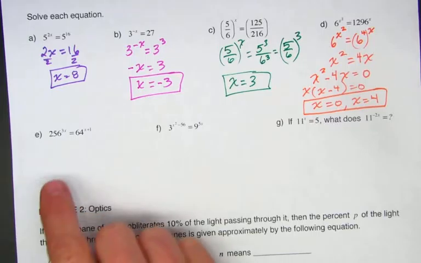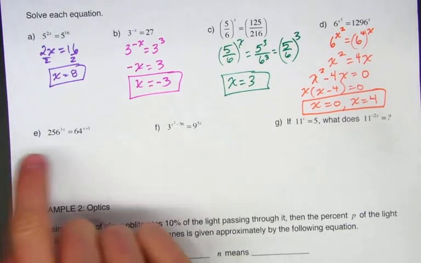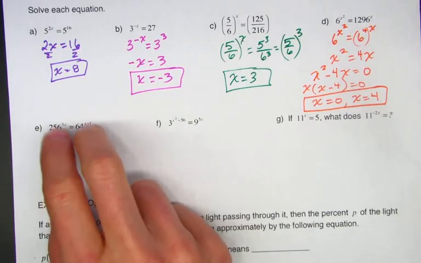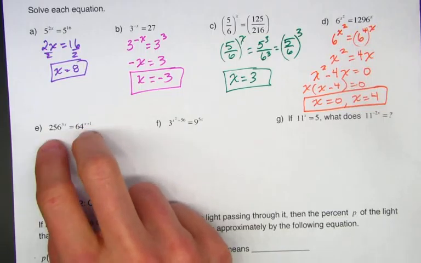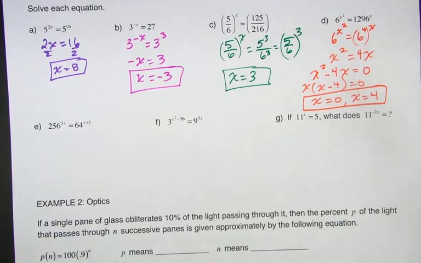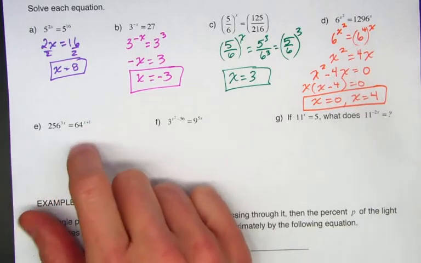All right, now E is a little bit harder because we have 256 and we have 64. Neither of those, like 64 is not a base of 256. But the nice thing about this is we can choose a base that they both have in common, right? So if we have 64 and 256, what would be a base that we would try to have in common?